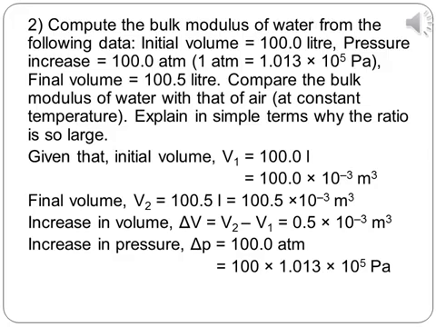Then what should be the increasing pressure? It is delta P is equal to 100 atmosphere. Converting into Pascal, it should be multiplied by 1.013 into 10 to the power of 5 pascals. It is 100 into 1.013 into 10 to the power of 5 pascals.